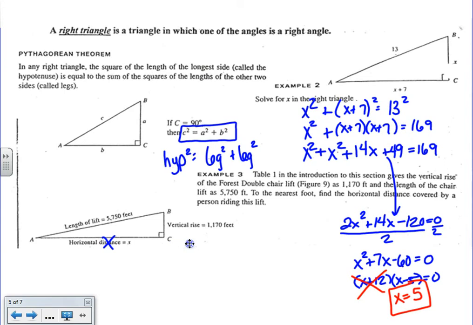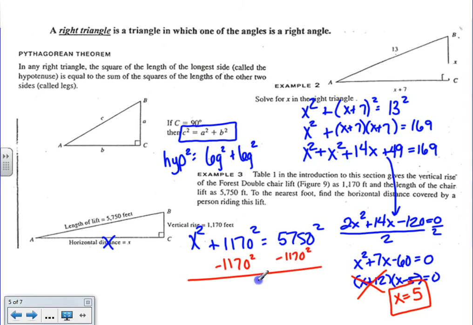So we're going to set up Pythagorean Theorem again. x squared plus 1,170 squared equals hypotenuse squared. And then I don't have my calculator handy, but I've already worked this out. I'm going to subtract 1,170 squared over here, and then whatever that answer happens to be, I need to square root it still.